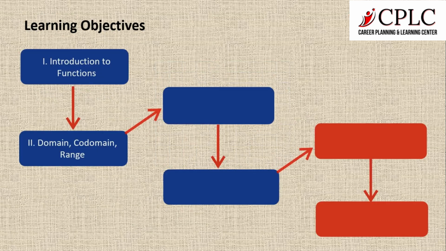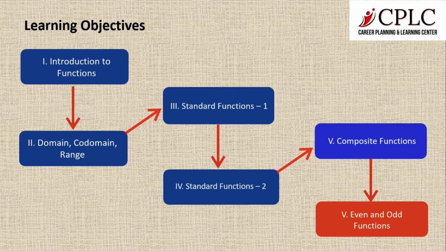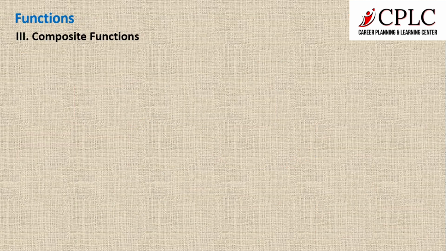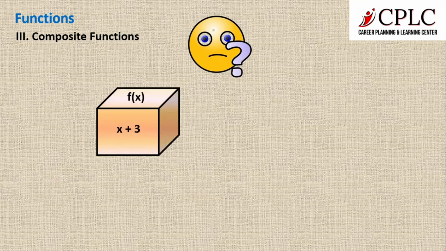Next part is actually even more important, which we call composite function. Let's first see what it is. So you know the definition of function. There is a machine. Suppose there is a function f of x, which has a job of performing an operation of x plus 3.